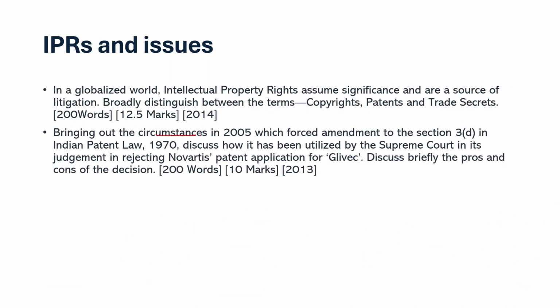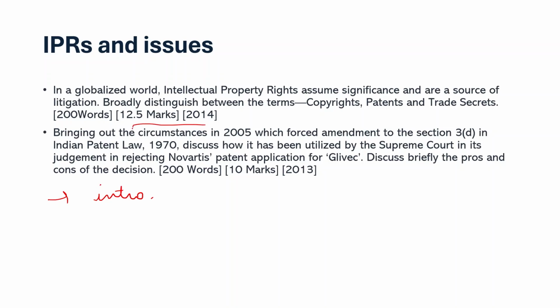Okay. Bring out the circumstances in 2005 which forced amendment to the section 3D of the Indian Patent Law 1970 and discuss how it has been utilized by the Supreme Court in its judgment in rejecting Novartis patent application for Glivec. Discuss briefly the pros and cons of the decision. Again, a tough question from the same year 2013. It had many tough questions from science and tech, right? So this was asked because obviously it was a case, a Supreme Court judgment at that point of time. So if any such judgment is coming up in the news right now, you can have a look over the same. Now here the structure is again going to be very simple.